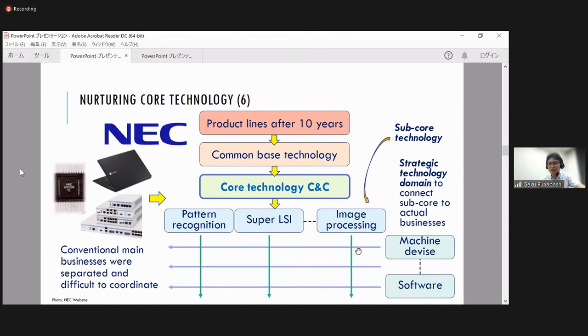No, there are many intersections. For each intersection, they try to develop new products. This is the way they develop new products, but it's all based on their core technology, computer and communication. That is the case of NEC.